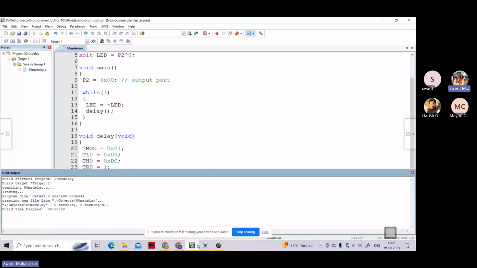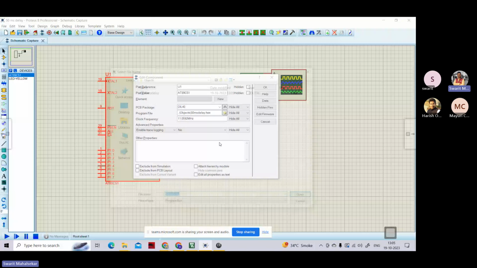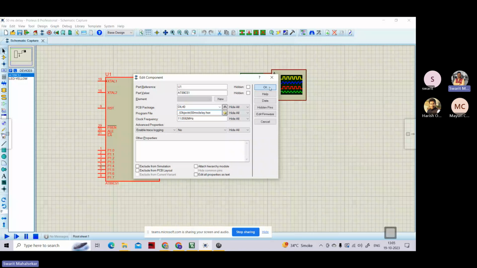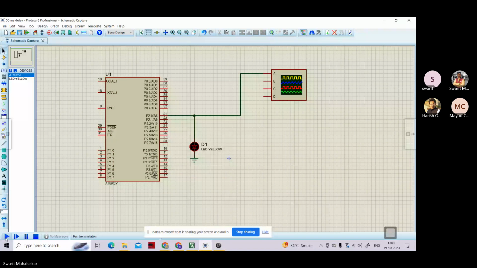So what is going to happen is that we will be getting a hex file, and that hex file we are going to burn in the controller. You see the timing 1.5 over here as well, 1.5, because we just updated the code, so it is showing the same time. Open and then click on OK. Now let me run this circuit.